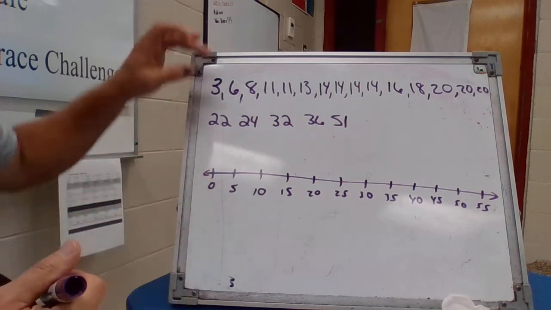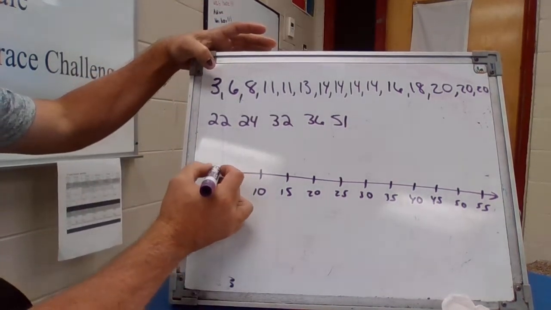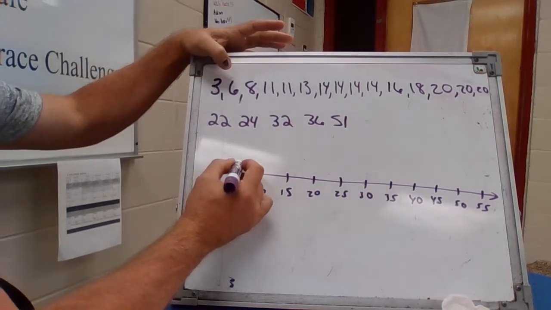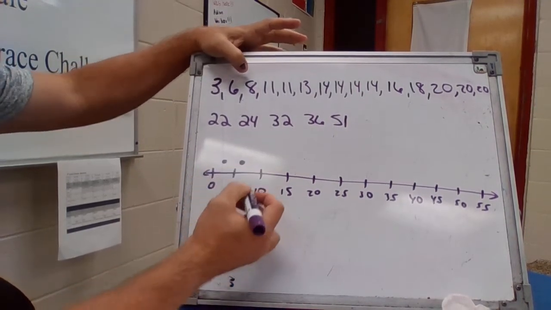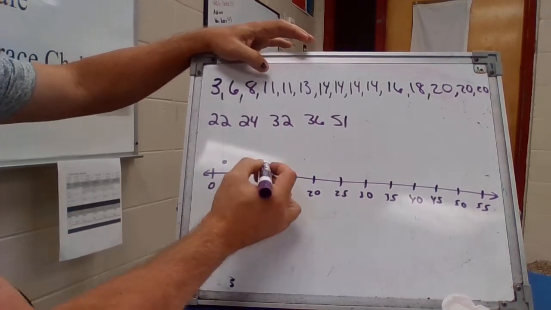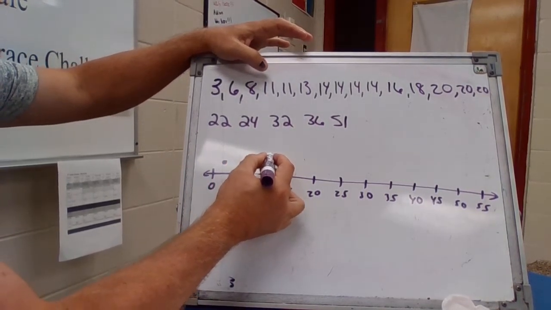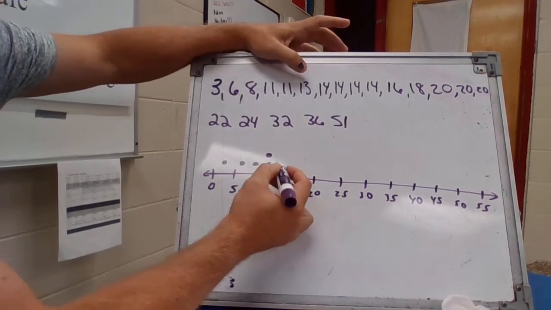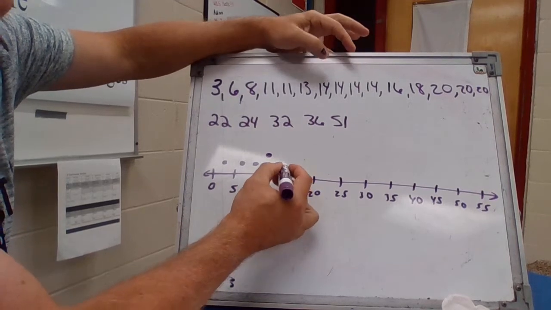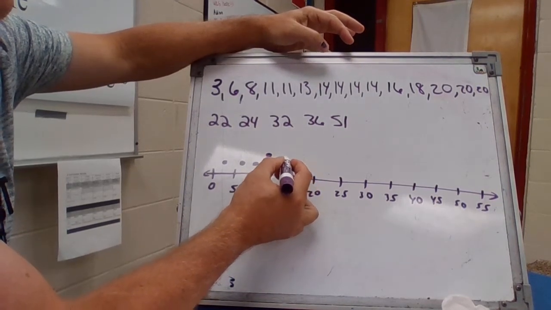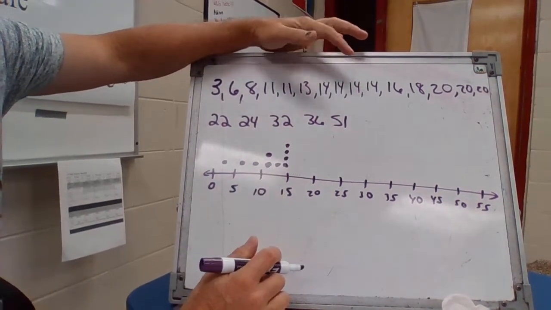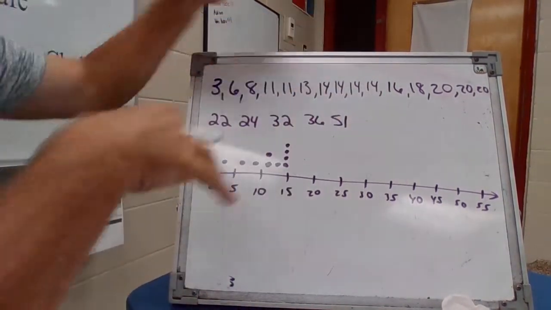So we know the first data point is 3. It doesn't have to be exact, but it's going to be about right there. So we're going to do 1 dot right there, a 6 right there, an 8 right there. Now we've got 2 11s. We'll do a dot and another dot. A 13, probably about in the middle. 4 14s, a little bit closer to 15. 1, 2, 3, 4. Okay? So we've done that part of the data, so we can go ahead and leave that there.